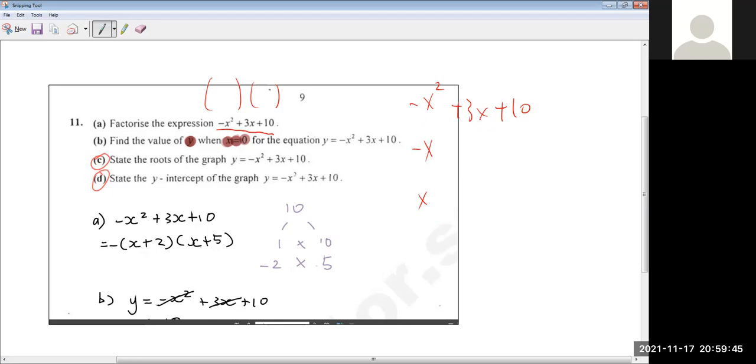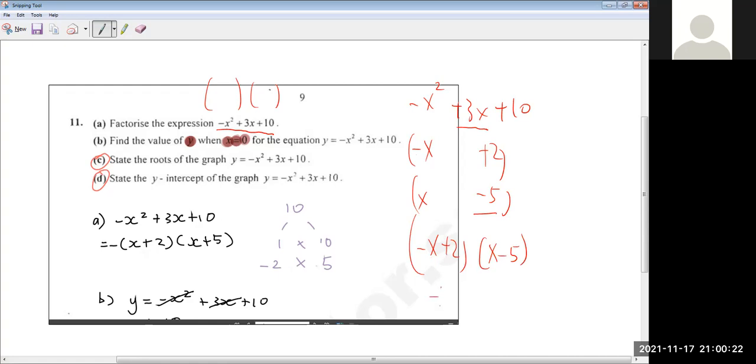Now the question is, how do you get plus 3x? There are many combinations here, but there is only one combination that gives you plus 3x. The answer should be minus 5 and plus 2. Because this is going to give you minus 3, so at least you have a 3. I'm going to show you why. Because of this minus sign here, this combination is going to give you plus 3x. So you have minus x plus 2, and you have x minus 5.